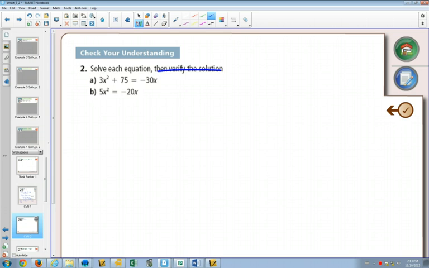Again, anytime we're solving a quadratic equation and you can't get x by itself easily, you're going to make one side equal to 0. So the first thing I'm going to do is add 30x to both sides so that I can have it equal to 0. Then I'm going to see if I can factor this.